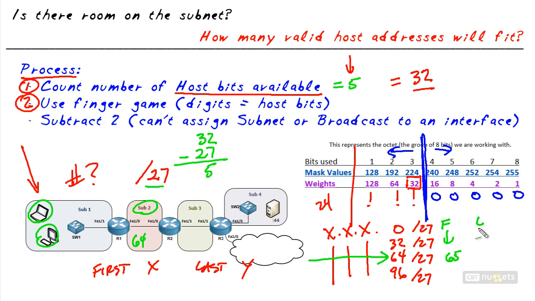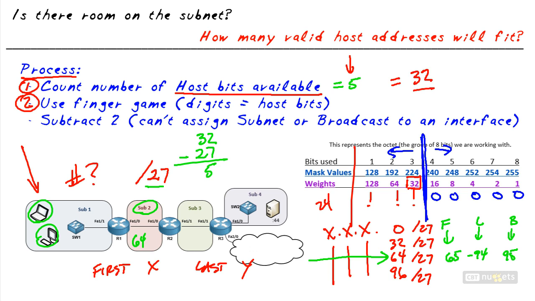What's the last valid host? Well, the last valid host, as we've learned, is the next subnet minus 2. So if the next subnet is 96, the last valid host on this 64 subnet would be 94. And that is our range. And the broadcast address, I'll put B for broadcast right here, would be 95.